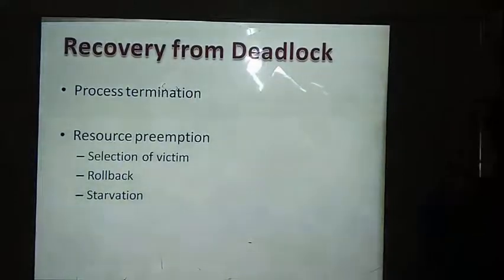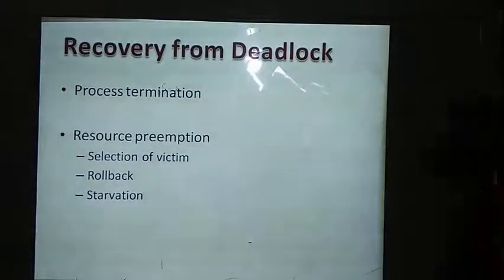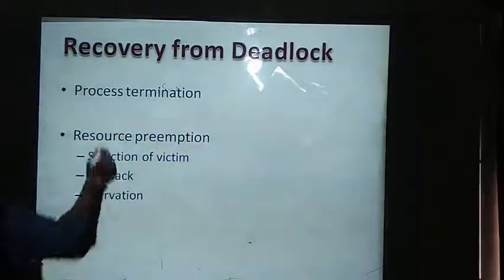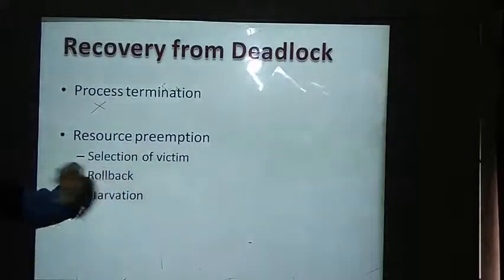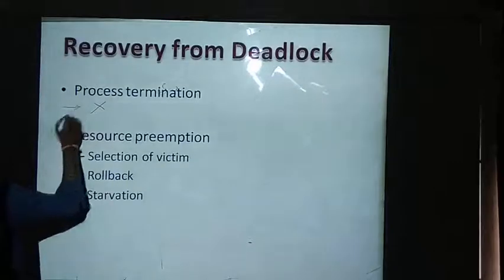One is process termination. This will terminate every process that is present in the deadlock situation, all the processes. Say, in the previous example we have 5 processes; those 5 processes will be terminated in order to begin again as new ones. It will not depend on the other processes, but it will lead us to long starvation.